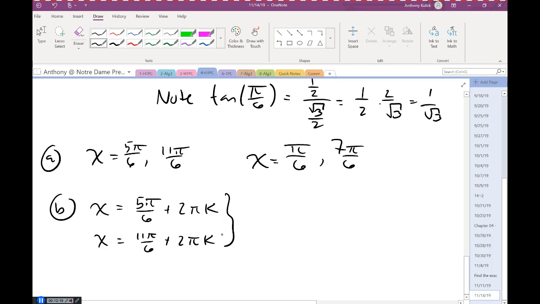Sure. So notice that between 5 pi over 6 and 11 pi over 6, that's exactly 6 over 6 pi apart, or 1 pi difference. You guys see that? 11 pi minus 5 pi is 6 pi, so 6 pi over 6, they're a pi apart. So I can combine these into one answer and just write it that way.